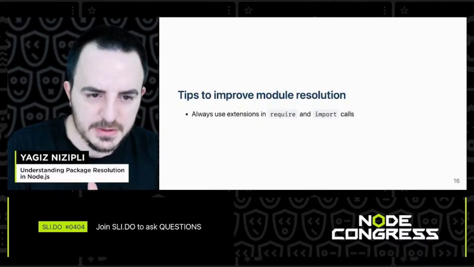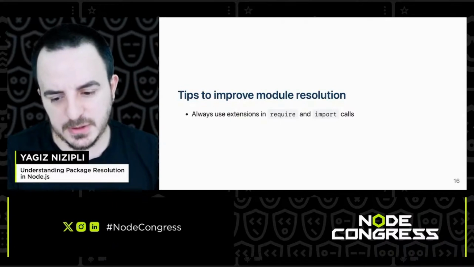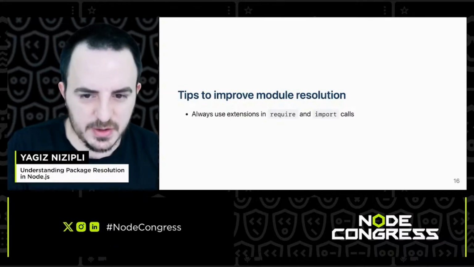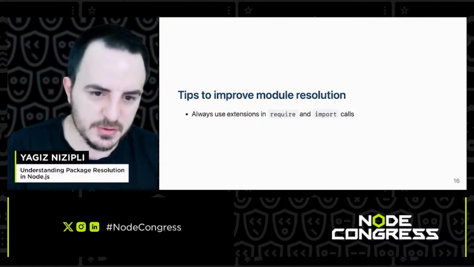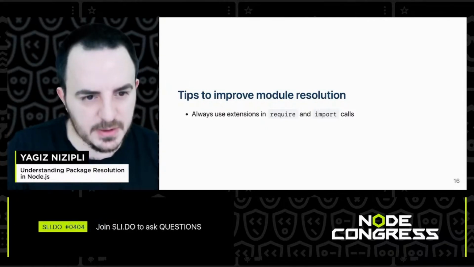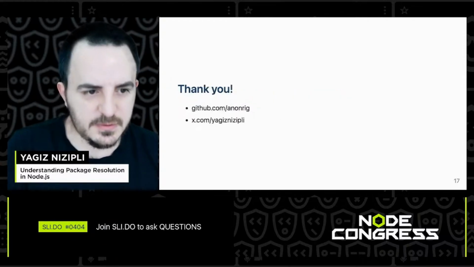So in order to improve the module resolution, as I said, by default we check for .js, .json, and so on and so forth. Always use extensions in require and import calls. This is extremely important. In ESM, this is required. In CommonJS, it's not, but we recommend you to always use extensions.